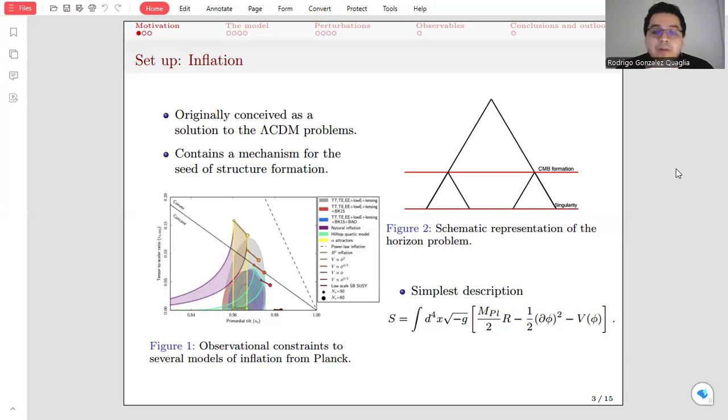This scalar field potential has to feature a flat region where inflation can take place. In figure 1, instead, we are looking at the observational constraints coming from the Planck satellite on two of the main observables of inflation, namely the tensor to scalar ratio on the vertical axis and the primordial tilt on the horizontal axis. This picture also features some theoretical predictions of diverse models of inflation.